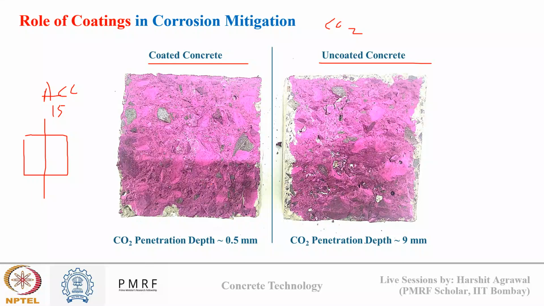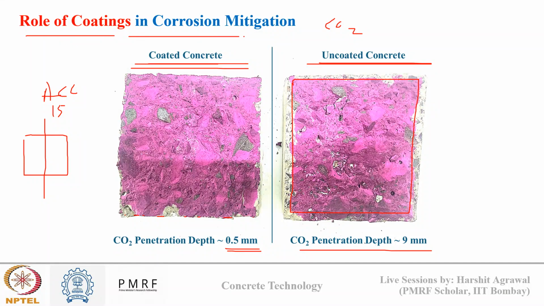You can see there is a clear difference in the concrete which was coated on the surface by anti-carbonation paint. You can see the carbonation depth is almost zero, close to 0.5 mm. Very close to the surface carbonation happened. However, for an uncoated concrete, which was not coated by any paint on the surface, there is a higher carbonation depth. CO2 was able to penetrate much deeper, up to 9 mm within 15 days. So this is the effect of coating, the role of coating in corrosion mitigation.